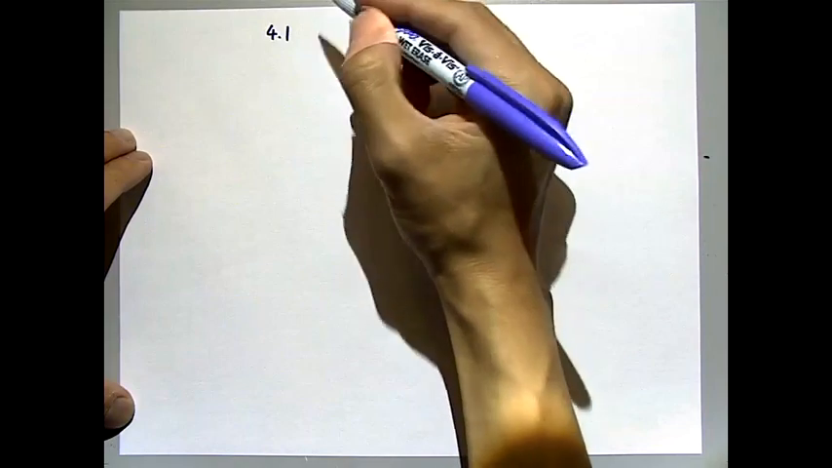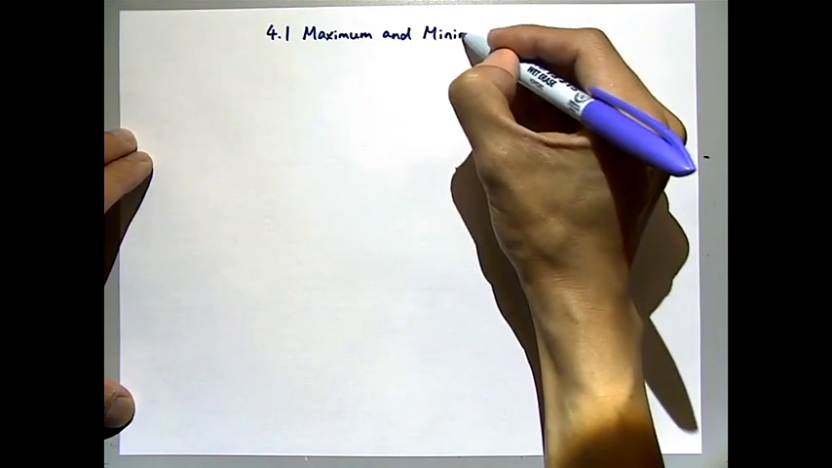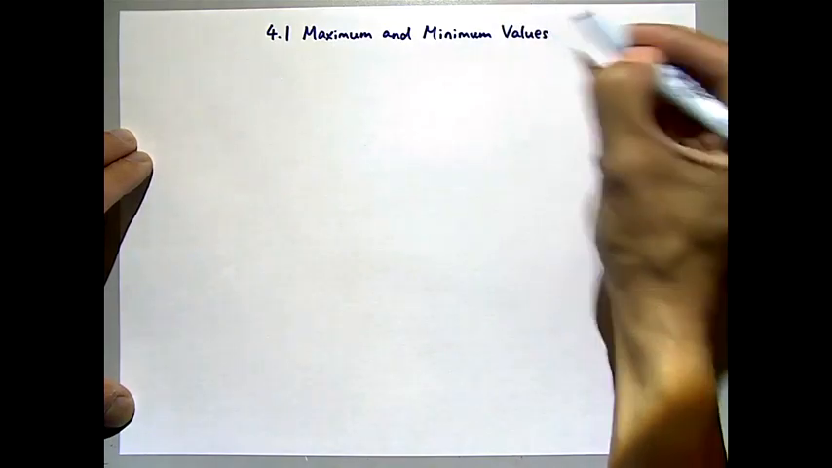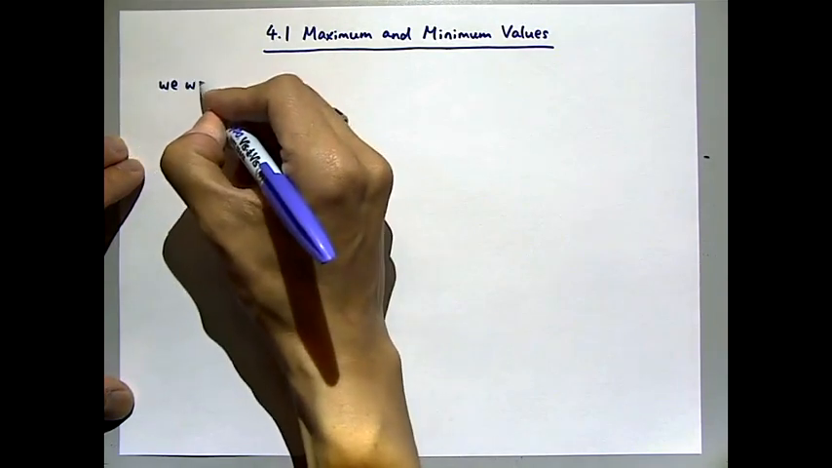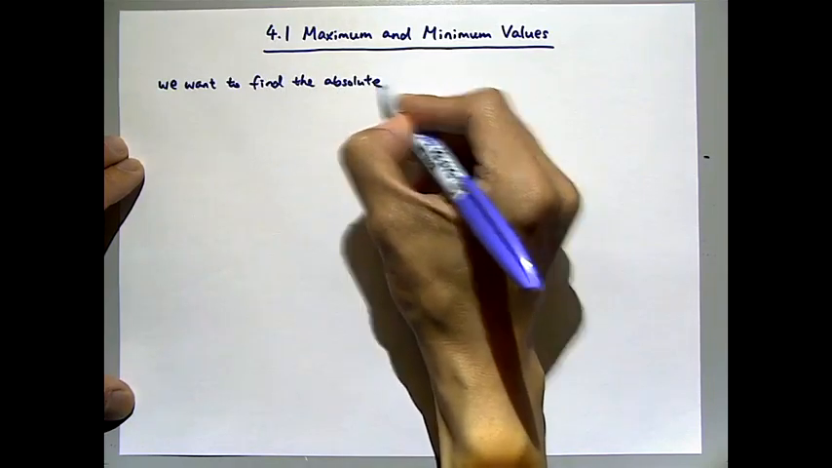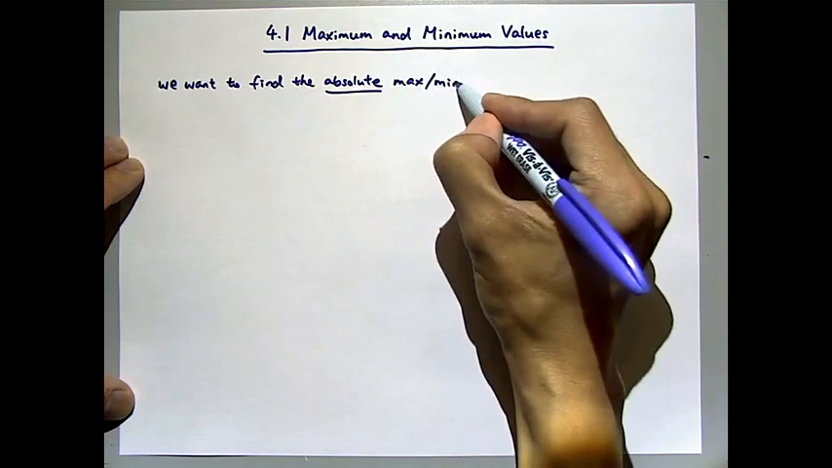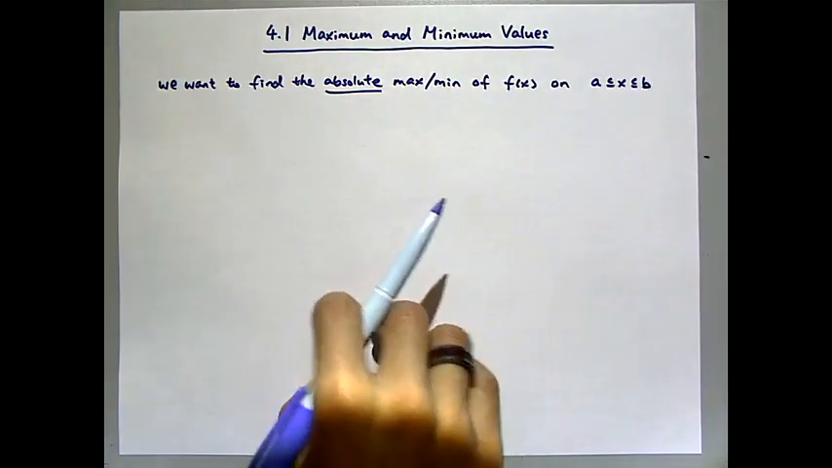Okay, today we're going to look at section 4.1. We're going to get into one of the most powerful applications of calculus, finding the maximum and minimum of a certain function. The problem we're going to concentrate on today is finding the absolute maximum or the absolute minimum of some function f of x on the interval a to b.